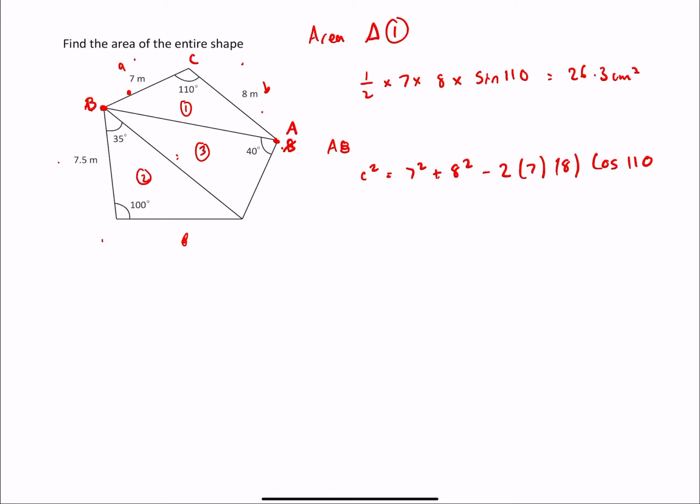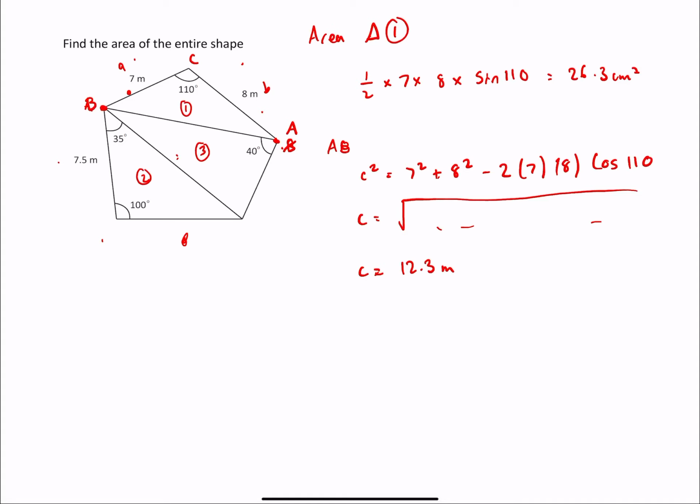Okay. Square root all of the previous line. I'm not going to write it out again. You've seen it enough times to understand what's going on. So I'm just going to type that into my calculator. So square root 7 squared plus 8 squared minus 2 lots of 7 lots of 8 cos 110 gives me a length of C at 12.3 meters.